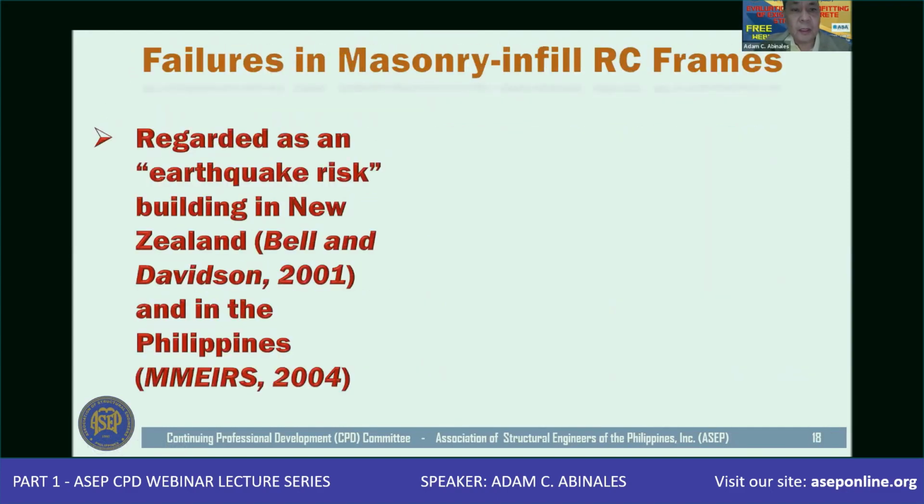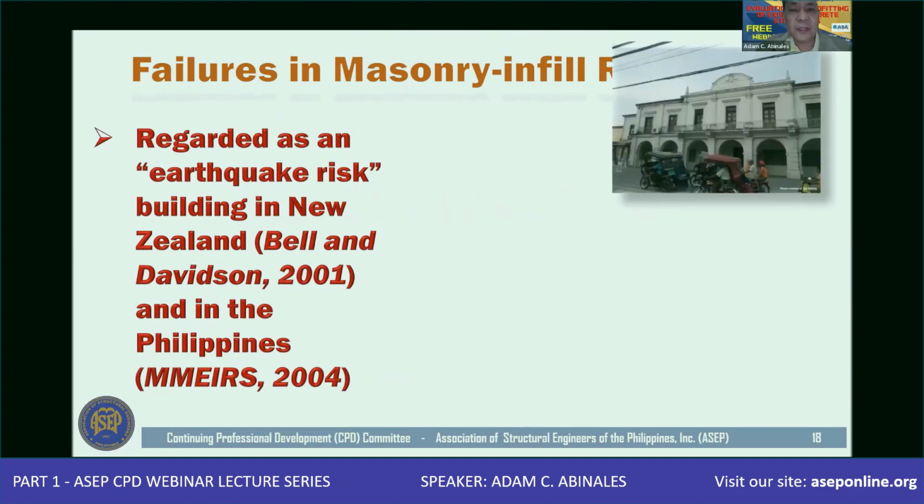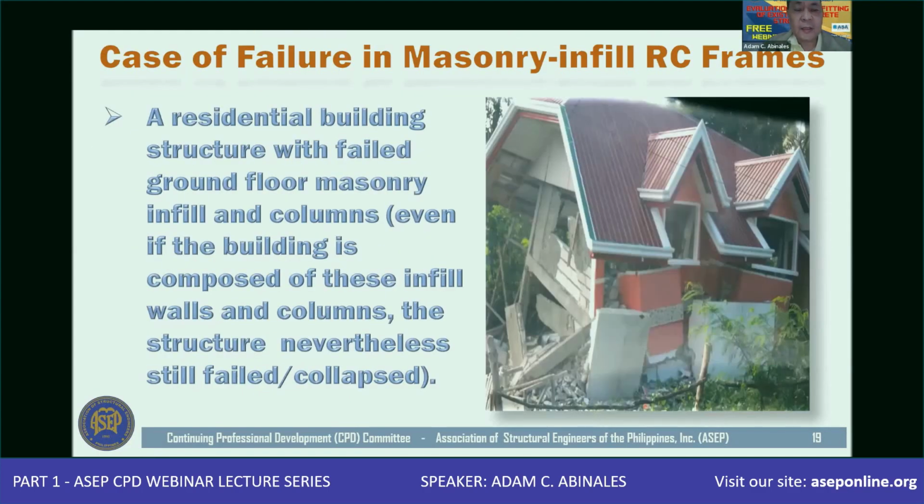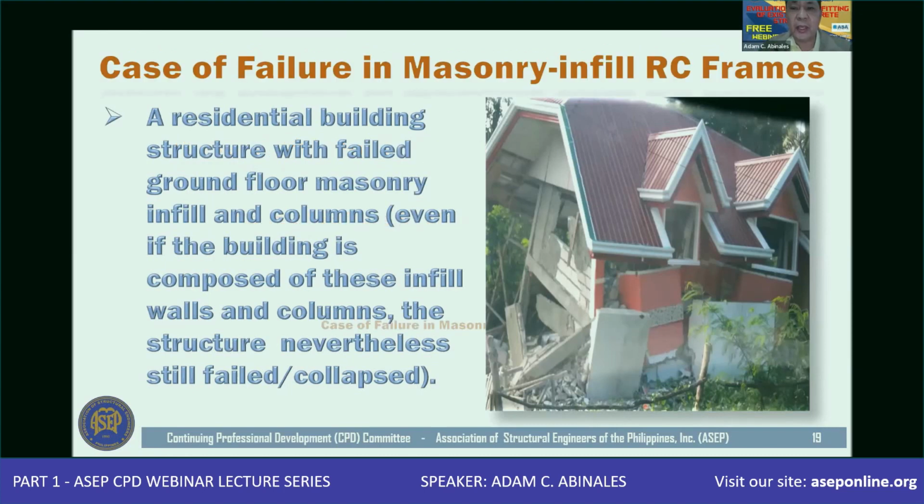So this type of frame, RC frames with infill walls, is regarded as an earthquake risk, not only in the Philippines, but also in other countries like New Zealand. Let me talk about a case of failure of masonry infill RC frame. Looking at this photo here on the right, you have a residential building structure which failed at the ground floor masonry infill and columns. Even if the building is composed of these infill walls and columns, the structure nevertheless still failed.